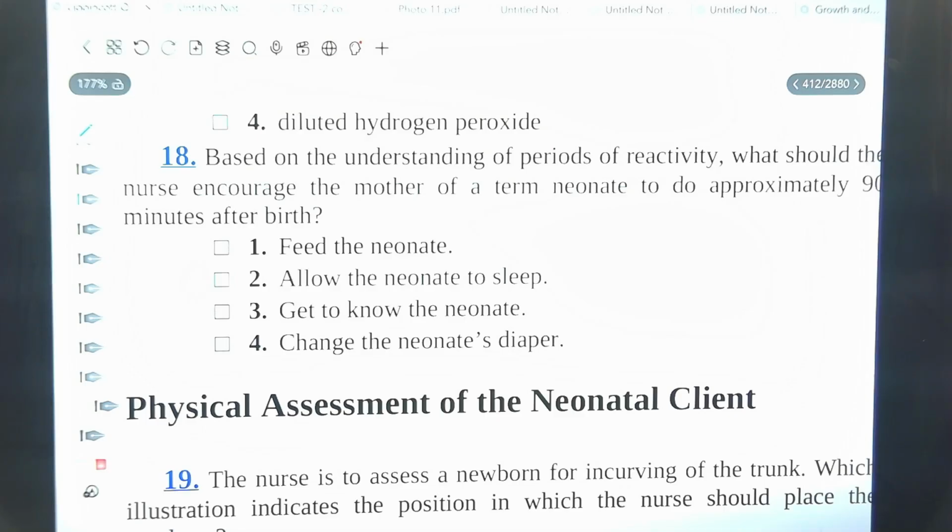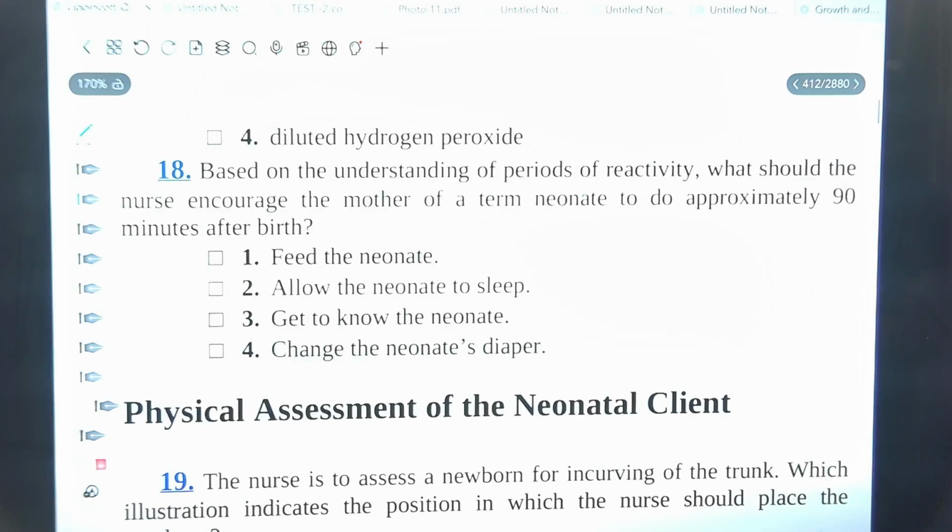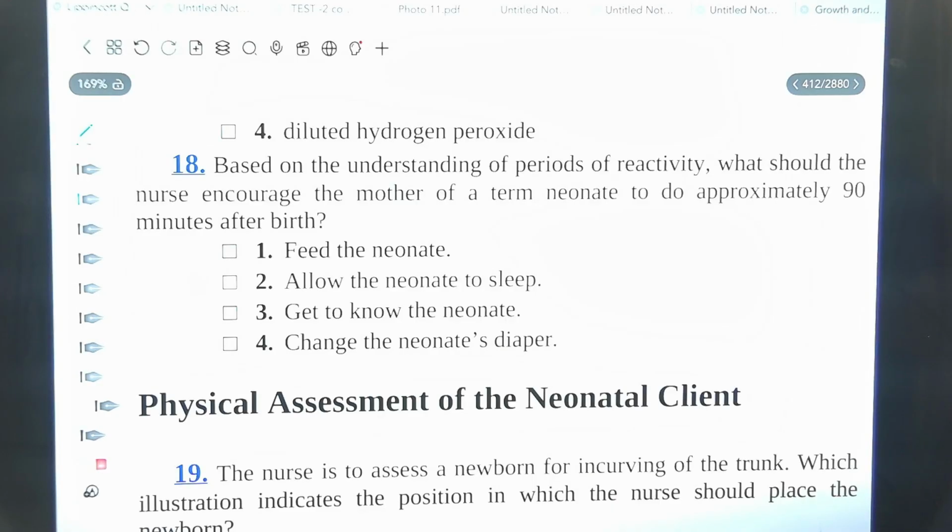Next question. Based on the understanding of periods of reactivity, what should the nurse encourage the mother of a term neonate to do approximately 90 minutes after the birth? Read all the options. What can be the right answer? So after 90 minutes of the birth, the neonate is typically in the rest or sleep phase. So we have to let the neonate sleep, and answer number 2 will be the correct response.